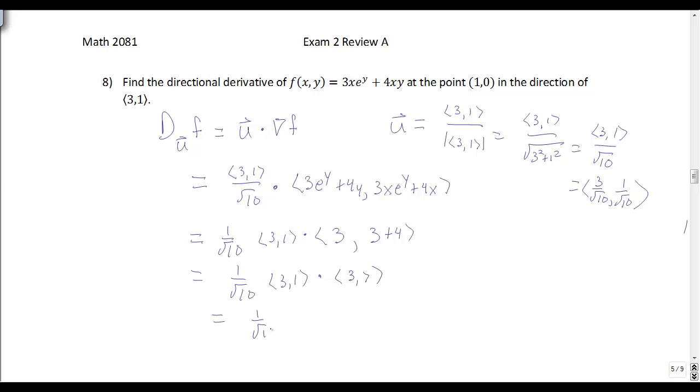So this is 1 over square root 10 times 3 times 3 is 9. 1 times 7 is 7. So we get 16 over the square root of 10, which, I don't know, you could leave like that. It's probably just fine. If you wanted to continue on, you could say this is 16 times square root of 10 over square root of 10 times square root of 10. And then you would get 16 times square root of 10 over 10. And then you could cancel a 2 and get 8 square root of 10 over 5. So these should give you the same decimal. It's a question of what are you going to do with this, as to do you want to simplify.